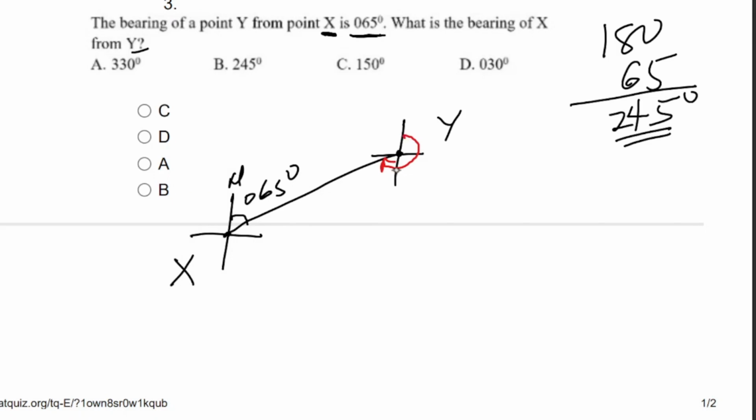So from here to here is what? 180. So it remains this angle. This angle here is alternate to this one. This alternate angle, as you can see. So that is 065 plus 180, which is what we did now. That is 245. That's option B. I hope this is very clear. All right. So we'll move to the next question now.